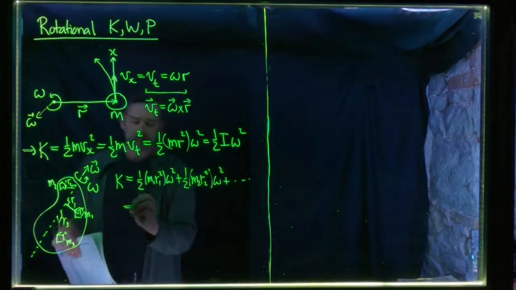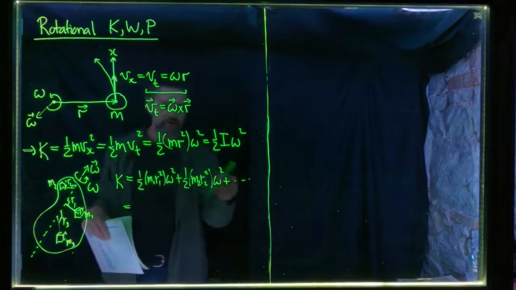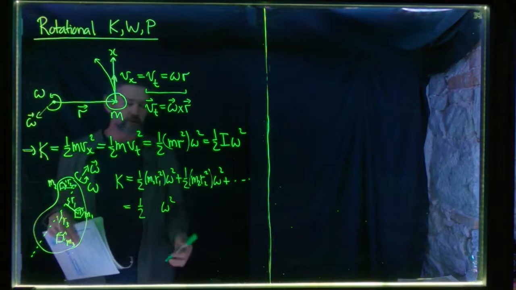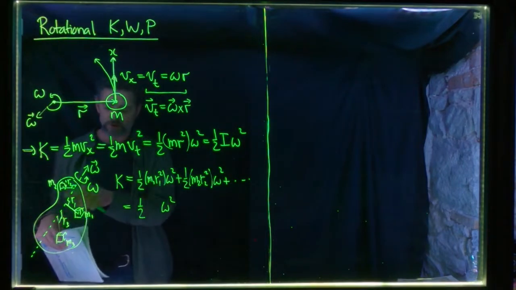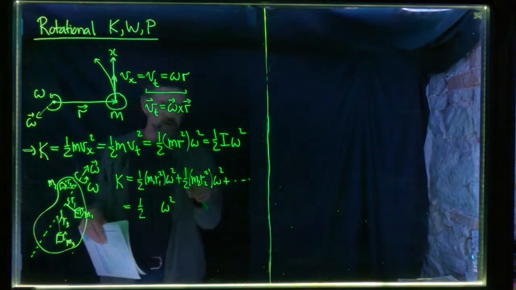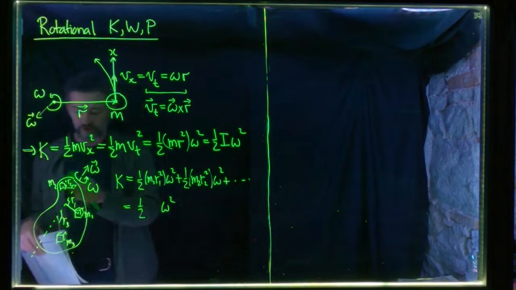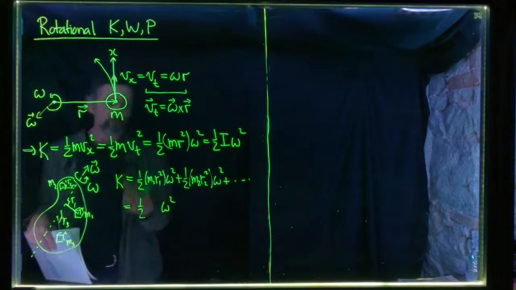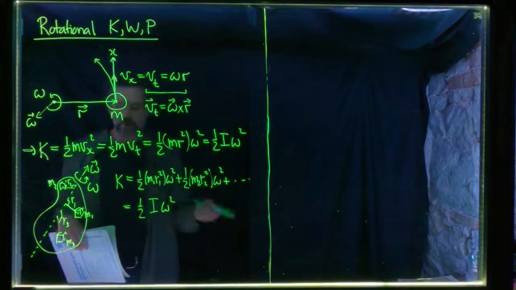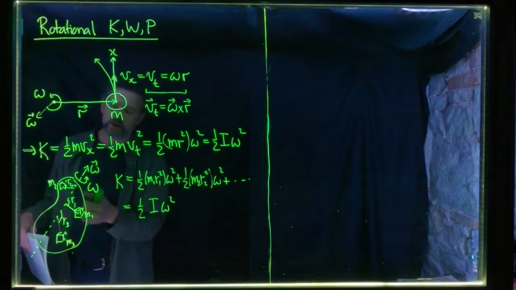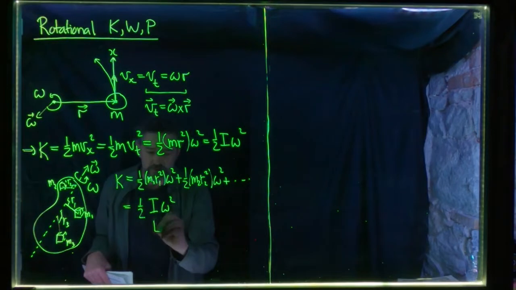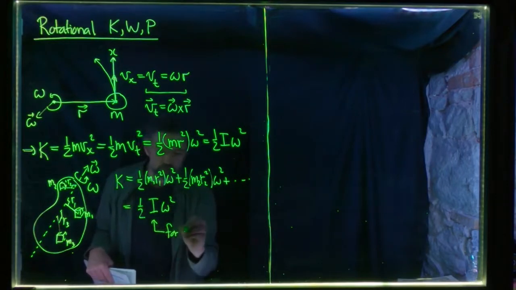And so you see that 1/2 omega squared is common to all of these terms, and what's left over is m1 r1 squared, the moment of inertia for that piece of the rigid body, plus m2 r2 squared, the moment of inertia for that chunk, and so on. So the sum of all those gives the total moment of inertia for this whole rigid body for rotation about that particular axis.